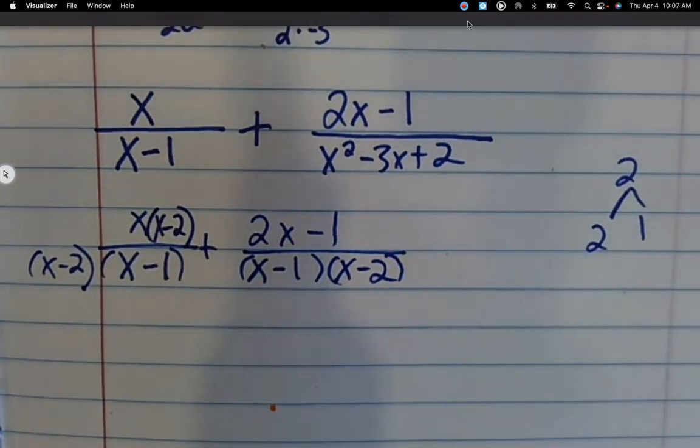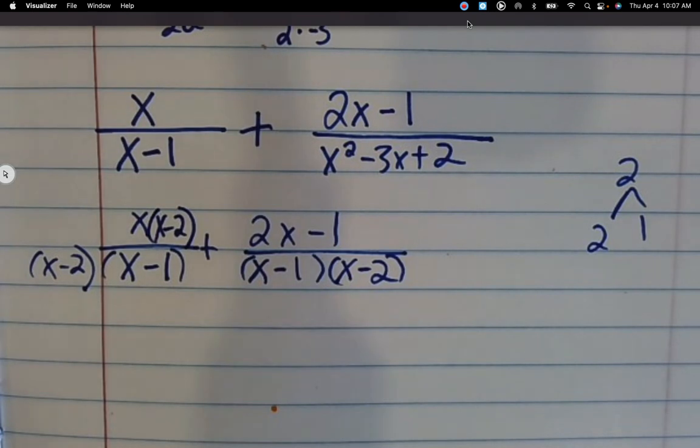Wait, so you're multiplying everything? Yeah, so whatever was missing. This one has X minus 1 and X minus 2. This one has X minus 1. What does it need? X minus 2. So if I put it down here, I also have to put it up here, because basically it would cancel out. All right? Now I'll give y'all a second to write that down.